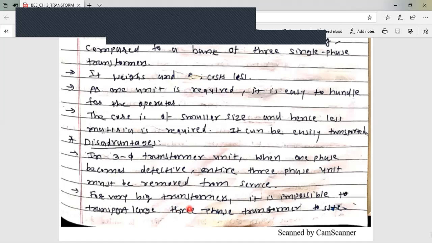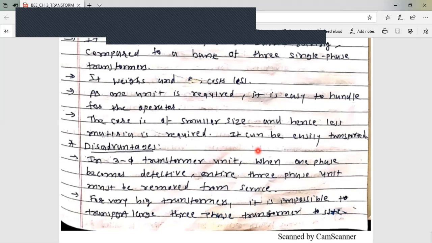For a very big transformer, it is impossible to transport a large three-phase transformer to the site. So the transportation for that big transformer is very costly and very impossible for that very big three-phase transformer. So this is all about the three-phase transformer.